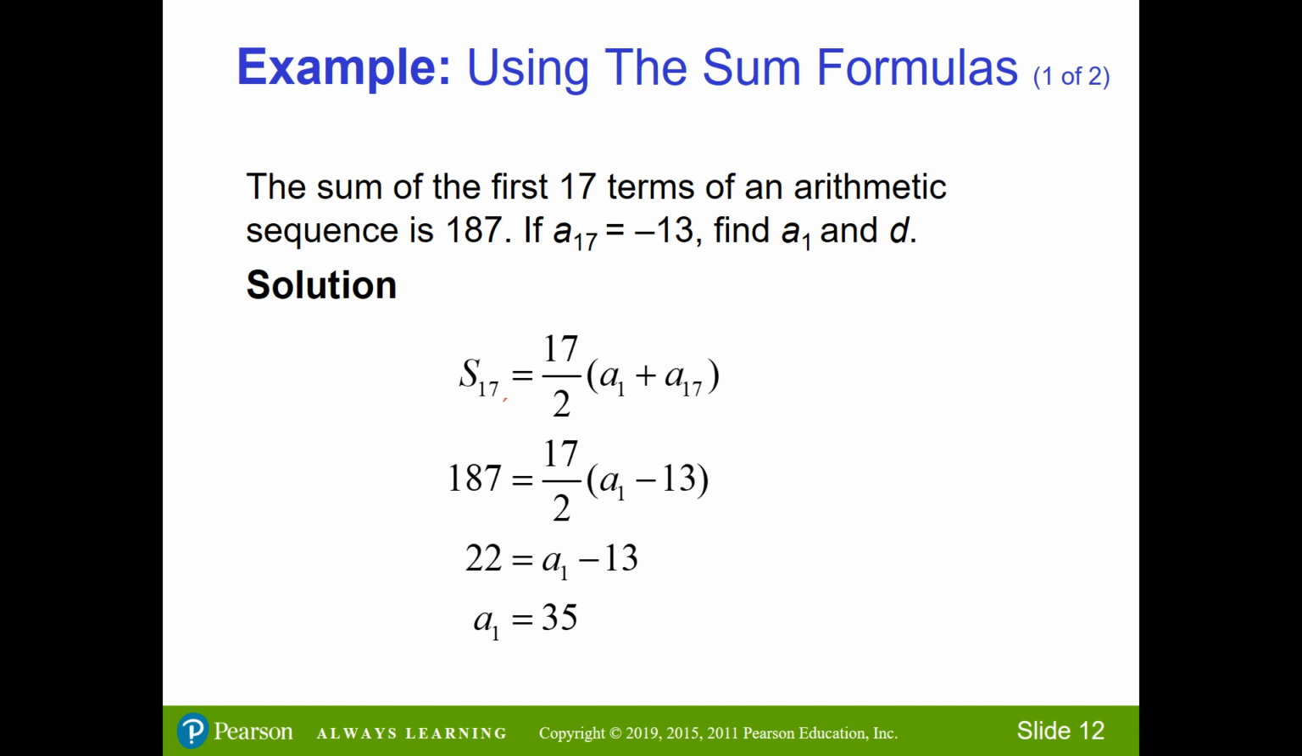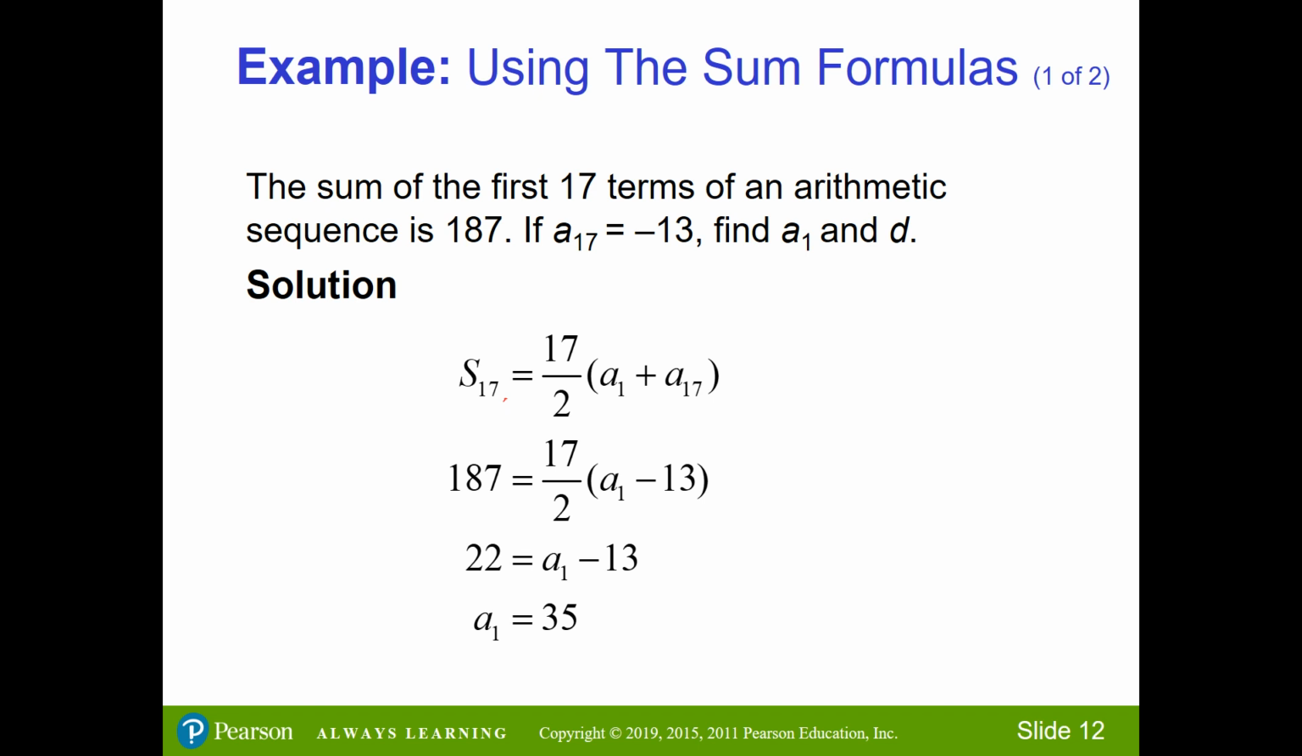This is going to allow me to solve for A1, because what I'm going to do is multiply 2 to the other side and divide by 17, and that gives me 22. And then add 13 to the other side, we find out A1 is 35. So that's our answer there.